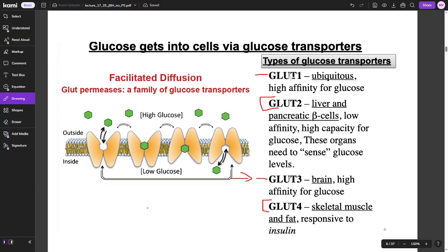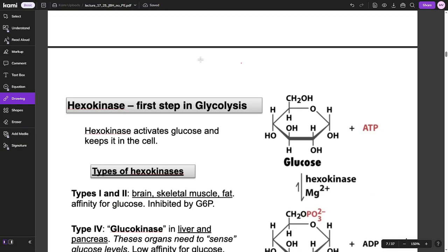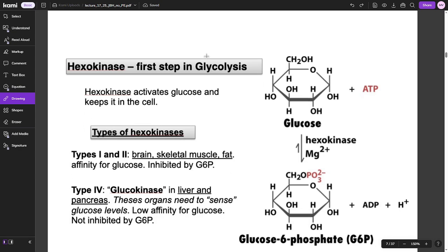I feel like you probably won't need this one, but it might be helpful to just know. Now you're getting to actual glycolysis. There's really not much I can say here other than just memorize them. I can try and explain some things.